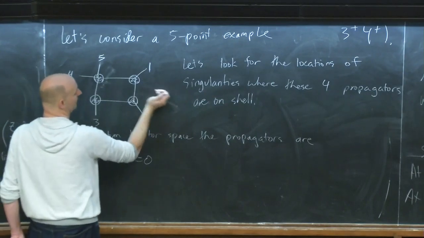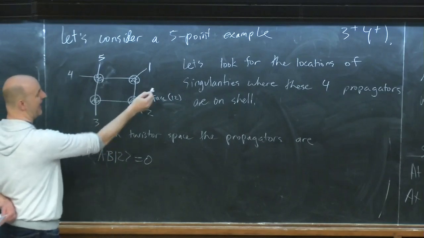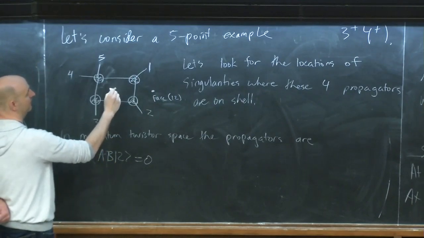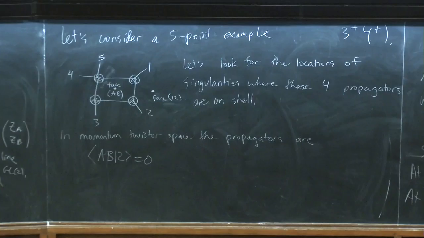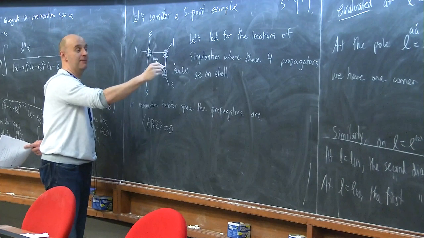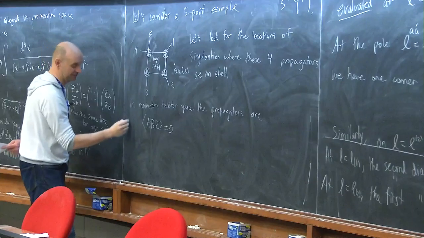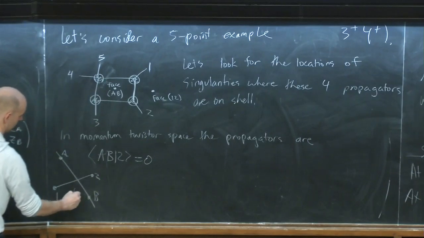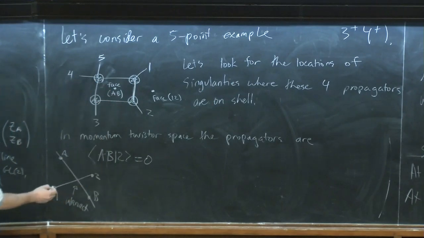How do I know that? Because this face here is the face 1, 2. The x point corresponding to this face is the line in twistor space between points 1 and 2. This face is AB. That's my loop integration variable. So this propagator goes on shell precisely when this line and this line in twistor space intersect. So once again, putting this propagator on shell is saying that you demand this line and that line to intersect.